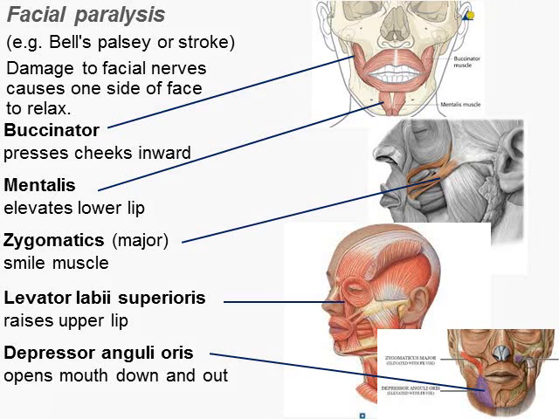The zygomaticus, there's a minor and a major. These are the major muscles that retract and elevate the lips, so we smile. The levator labii superioris raises that upper lip, and the depressor anguli oris opens the mouth down and out, somewhat a frowning action there.